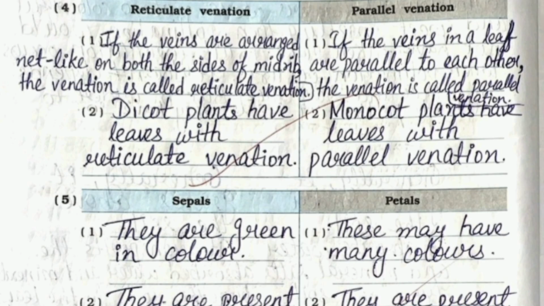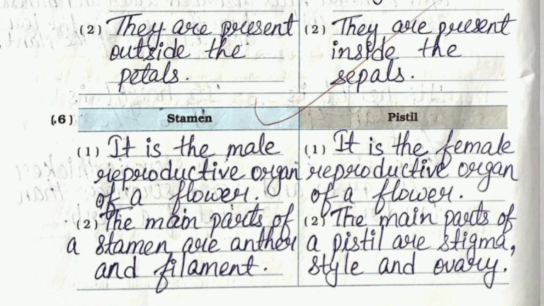Fifth difference is between sepals and petals. Sepals are green in color, whereas petals may have many colors. Sepals are present outside the petals, whereas petals are present inside the sepals.